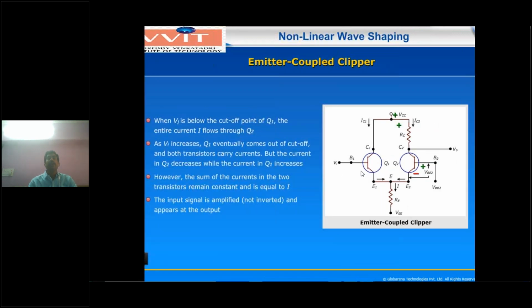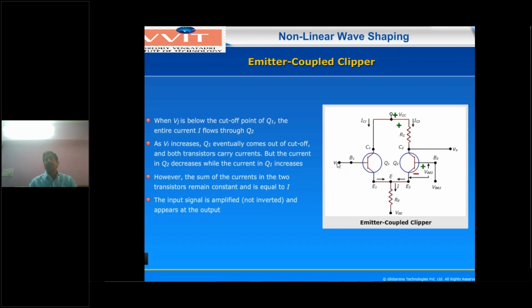Now coming to the other condition. As the input voltage increases, Q1 goes from cutoff to active condition. Then current flows as IC1, base 1 and IE1. As an example, the total current I previously equals 10 milliamperes. That means IE2 equals 10 milliamperes, which equals I, while Q1 is in cutoff condition.